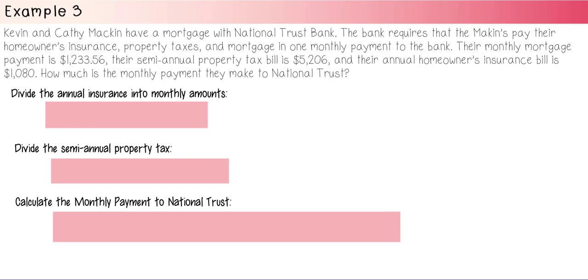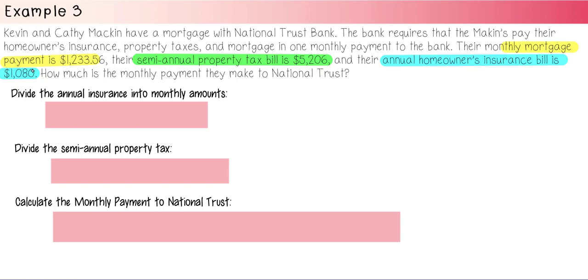So their monthly mortgage payment is $1,233.56. Their semi-annual property tax bill is $5,206. Their annual homeowner's insurance bill is $1,080. How much is the monthly payment they make to the National Trust? So when it says their monthly mortgage, that does not include the property tax and the homeowner's insurance. That's just strictly the amount for the house.